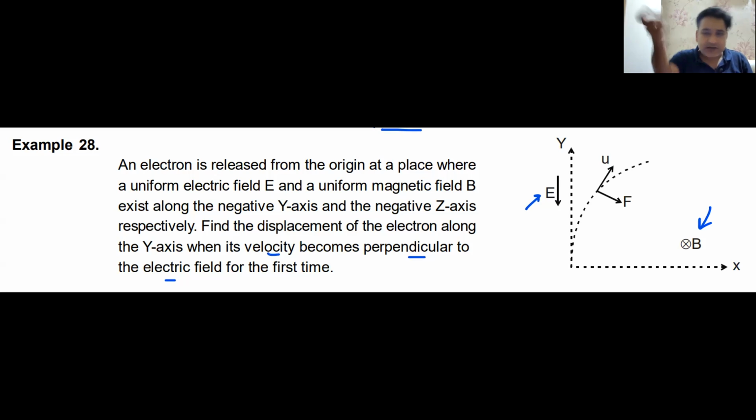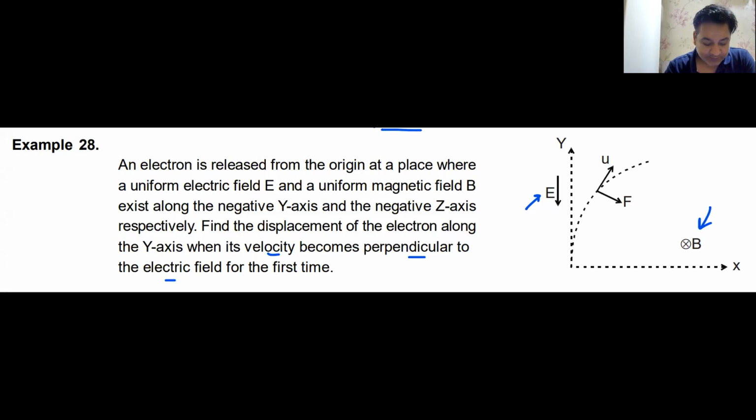But because of the magnetic field, it will try to rotate it in the xy plane. Therefore, the direction of velocity will keep on changing. You have to find out the time where the velocity becomes perpendicular for the first time. I'll give you 2 minutes to think about this, and then I'll give you the result, and you remember that result. If you have to solve this question, you have to remember that this is going to follow the path of a cycloid, and you have to remember how it is to be done.